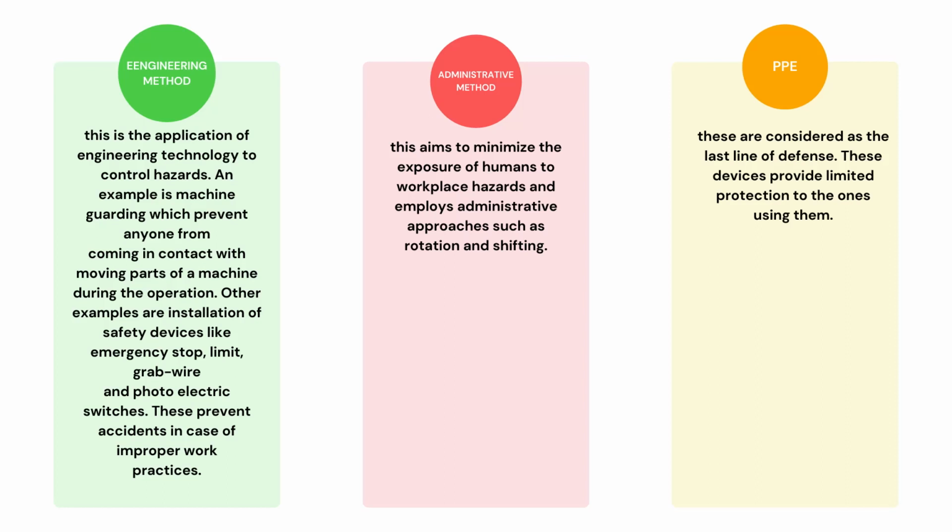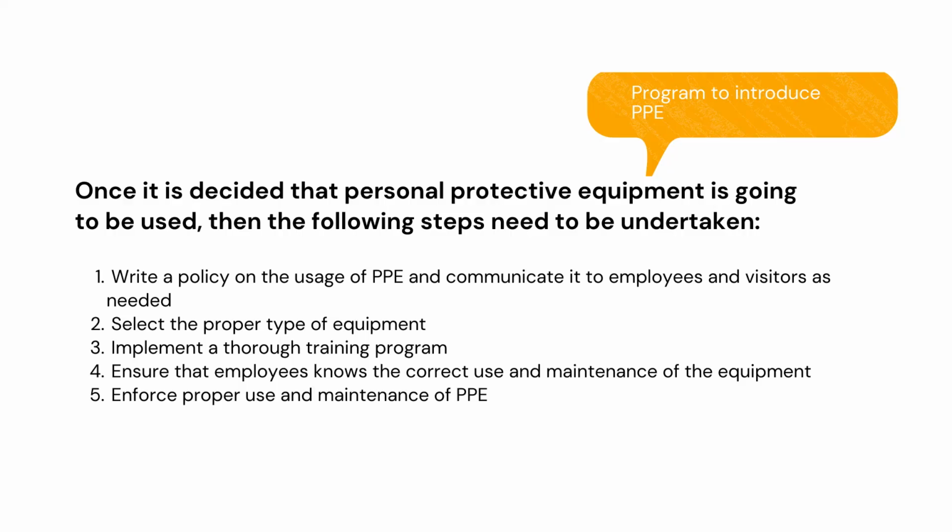Next is the administrative method, which aims to minimize the exposure of humans to workplace hazards and employs administrative approaches such as rotation and shifting. Lastly is the PPE. These are considered as the last line of defense. These devices provide limited protection to the ones using them. So there are programs to introduce in PPE.